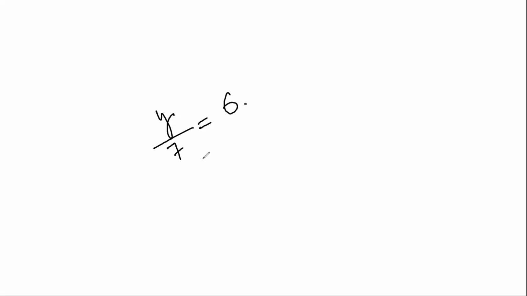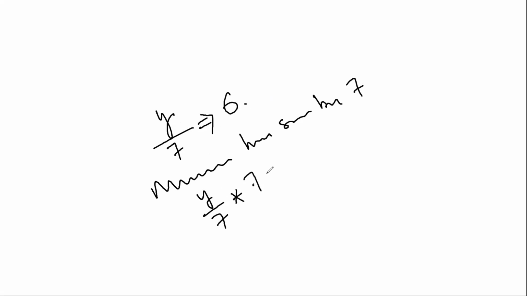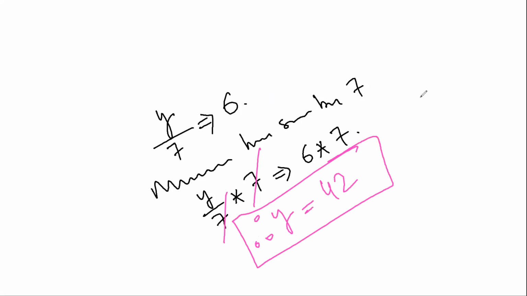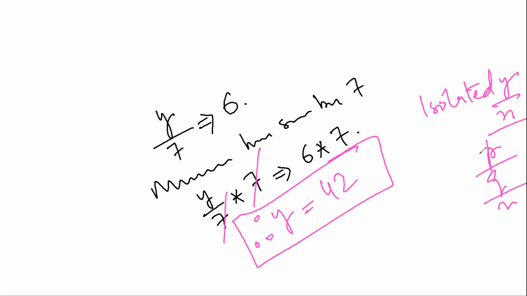Okay. Mr. Satya, what should I do now? First you need to multiply both sides by 7. So y by 7 into 7 would be equal to 6 into 7. Any doubt? No, sir. This 7 and this 7 will cancel, therefore y is equal to 42. So you want an isolated y or x or p or q or n or whatever they want.